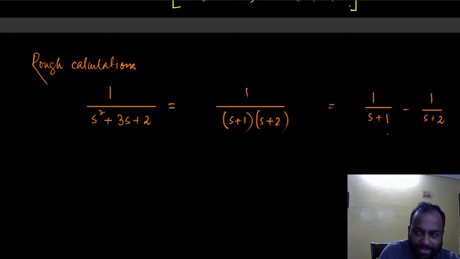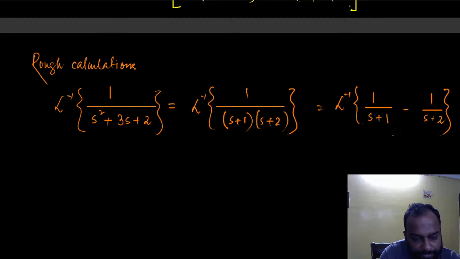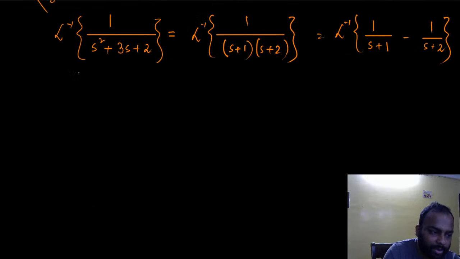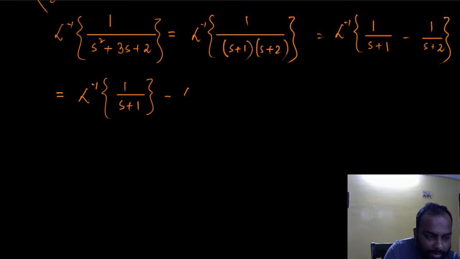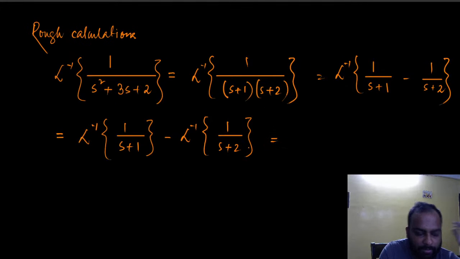I chose a very simple example for me, but for you, you might not be so lucky, right? So the inverse Laplace transform of this is the inverse Laplace transform of this. Nice. All right, so that's just the inverse Laplace transform of 1 by s plus 1 minus the inverse Laplace transform of 1 by s plus 2, right? No issues there. What is the inverse Laplace transform of 1 by s plus 1? That's e to the power minus t.